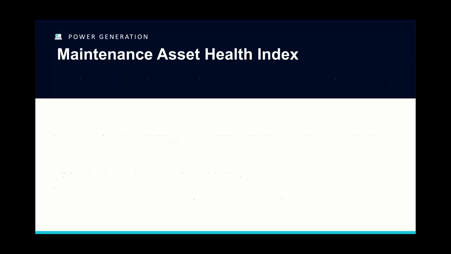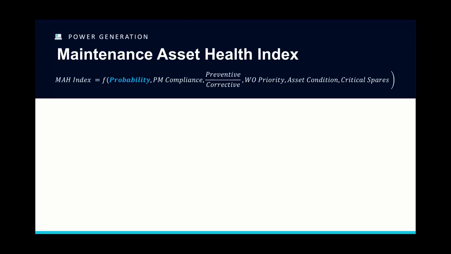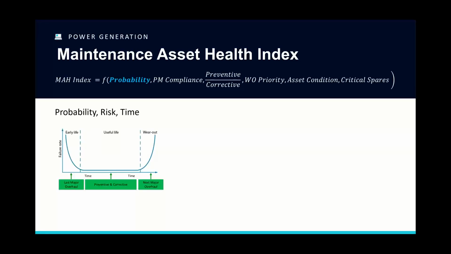Okay, so let's begin with probability, right? Like I said, we're trying to find a simple way to look at probability, risk, and time. So basically, what we're saying here is that we're following that bathtub curve. In the life cycle of the asset, you have a bigger risk of failure in the early life. Obviously, it drops down, and then you have a much, much bigger risk at the end of life because things just wear out, right?